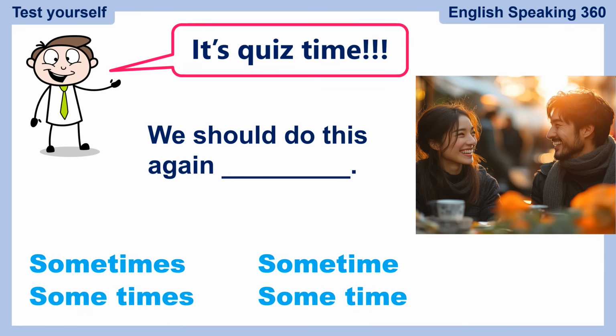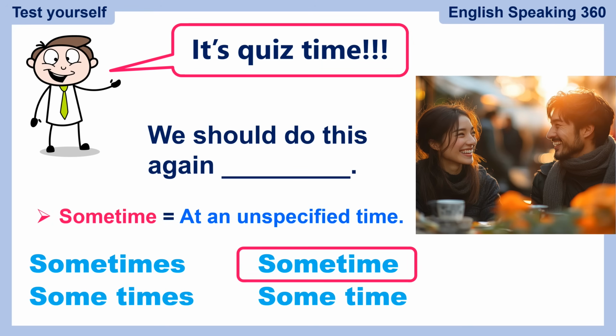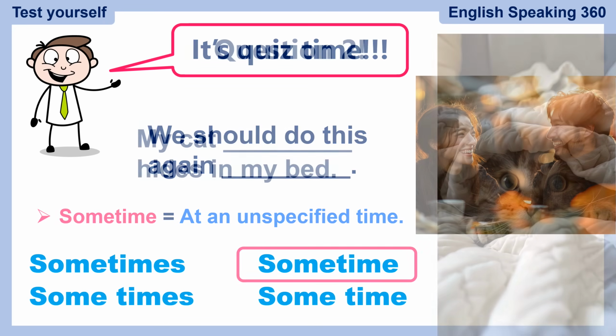Okay, now your 4 choices are right here. We should do this again sometime. Sometime is at an unspecified time in the future. So they want to meet again in the future.